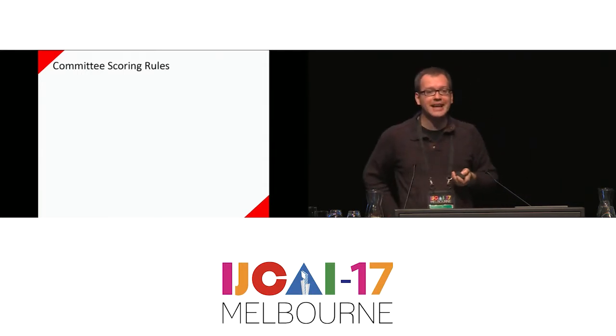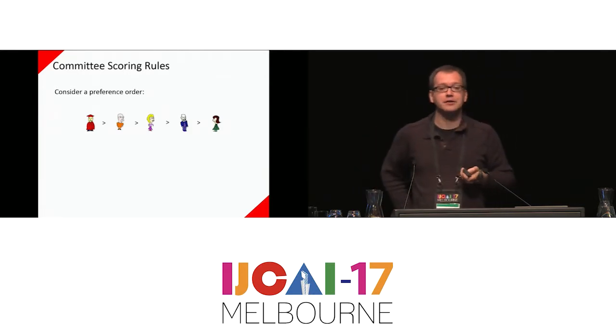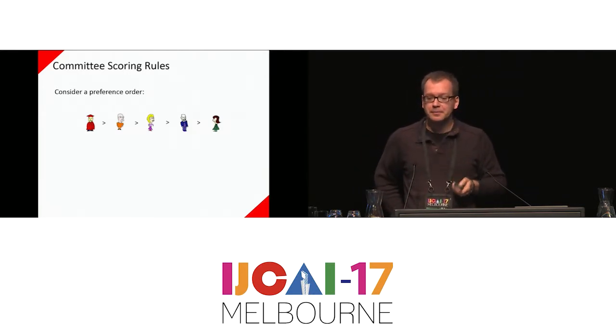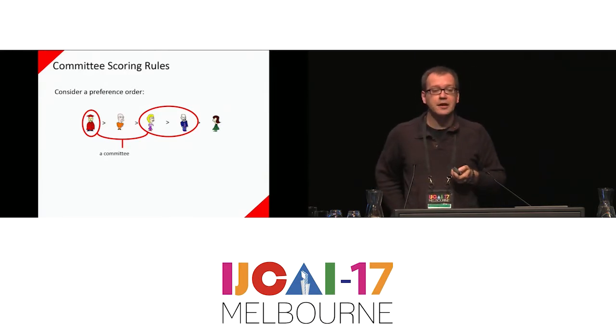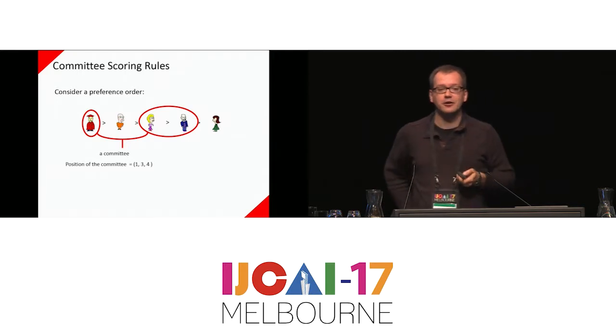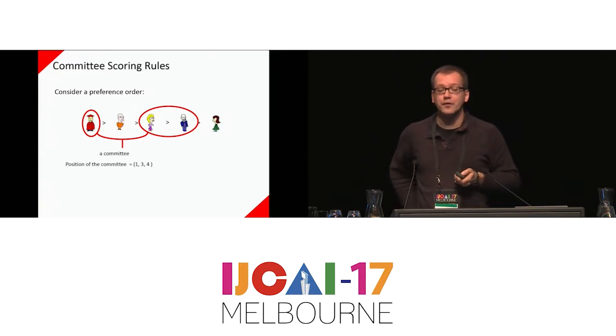In the single winner setting, we're associating scores with single positions. Here, when we have a preference order and a committee, like this one, in this case an example of 3 people in the committee, the position of this committee is not one number. It is actually a vector of numbers, the positions of these guys. So the red guy is in position 1, the pink lady is in position 3, the blue guy is in position 4. So the position of this committee is the vector 1, 3, 4.